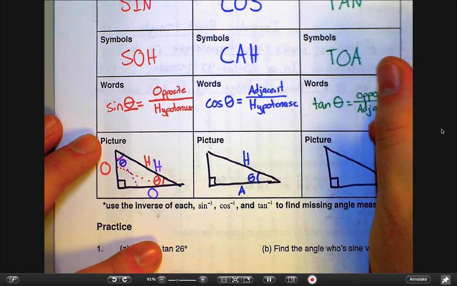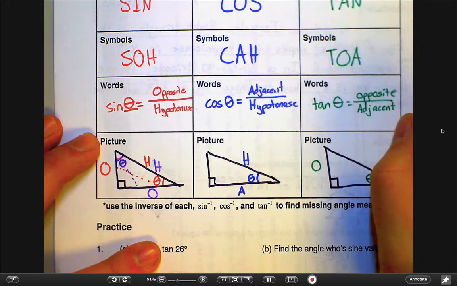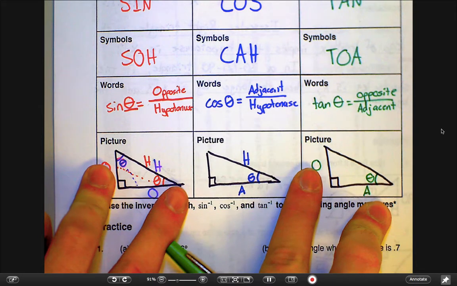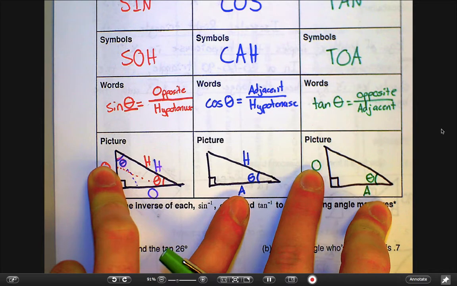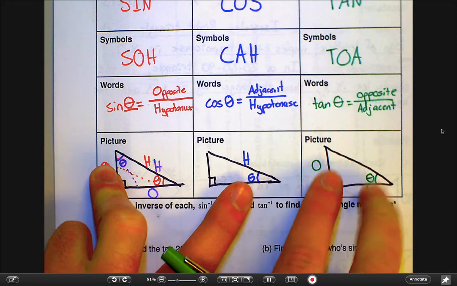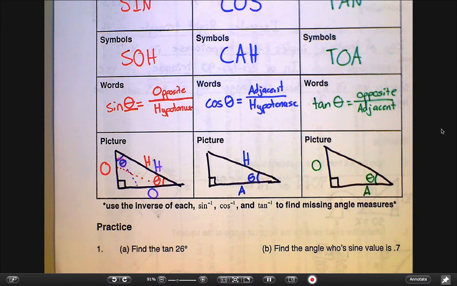If we look at tangent, we have opposite and adjacent. Again, if I look at this angle down here, opposite and adjacent are going to be those two sides. And if you'll notice, I have O and A here from the other pictures as well. Those aren't changing because I kept my angle the same. But I don't need to worry about the hypotenuse on tangent. I just don't need it for this one.